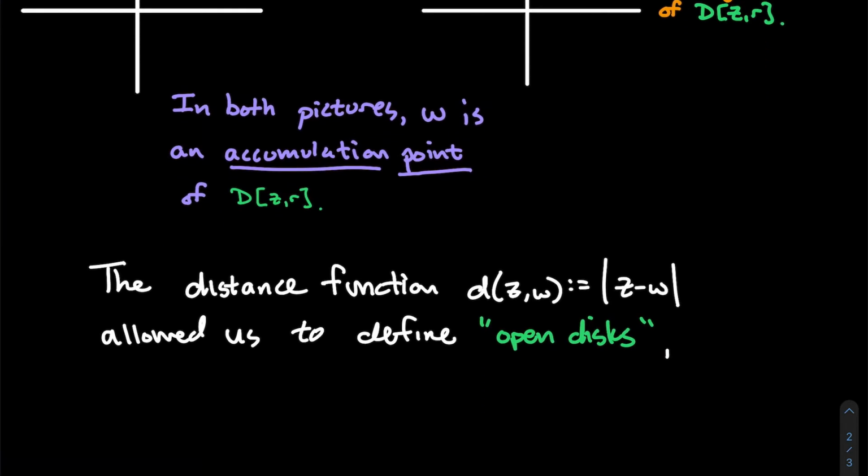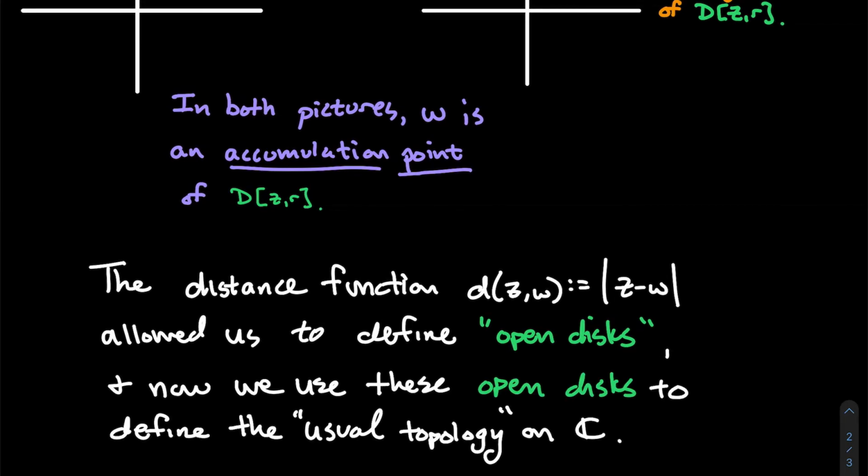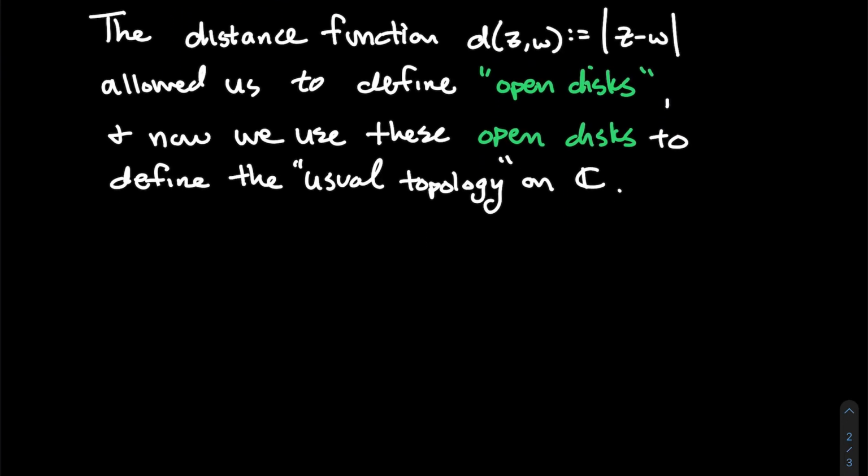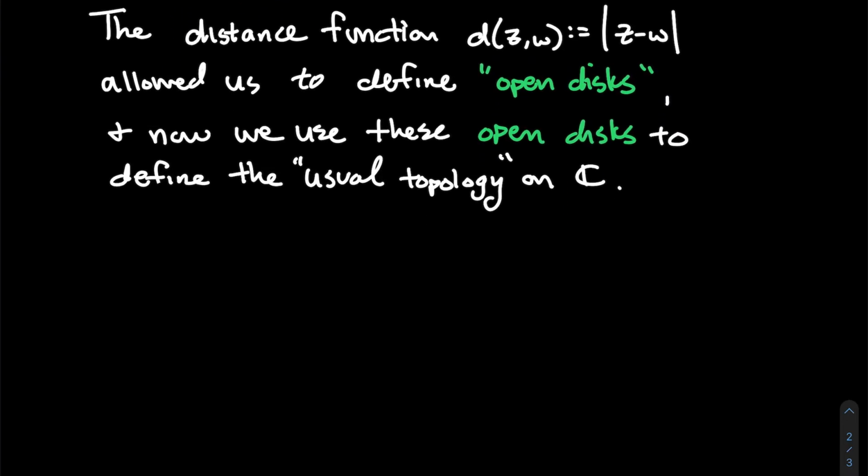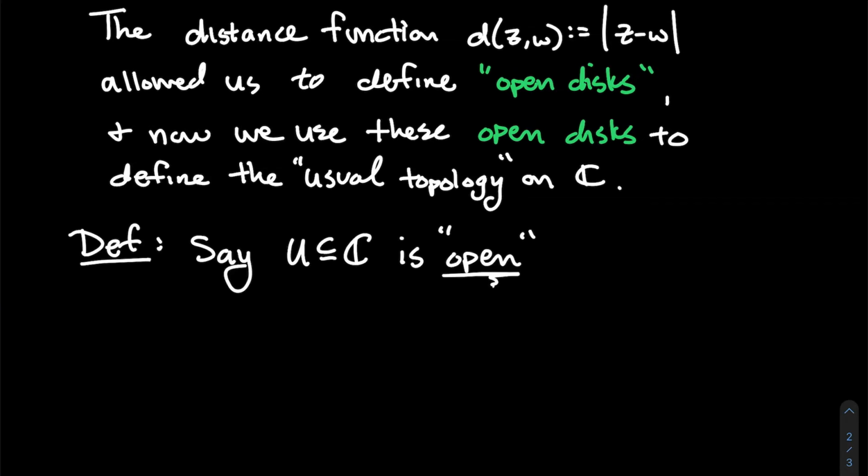All right, so this distance function, I just kind of showed you how we use the distance function in order to define what open disks are. And now what we're going to do is we're going to use these open disks in order to define what is the usual topology on the complex numbers. So in other words, now I'm going to use what an open disk is as sort of a tool in order to define what is an open set.